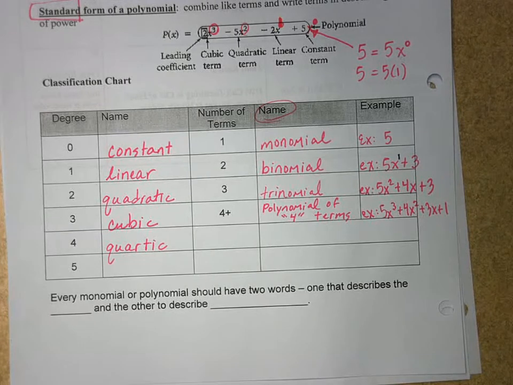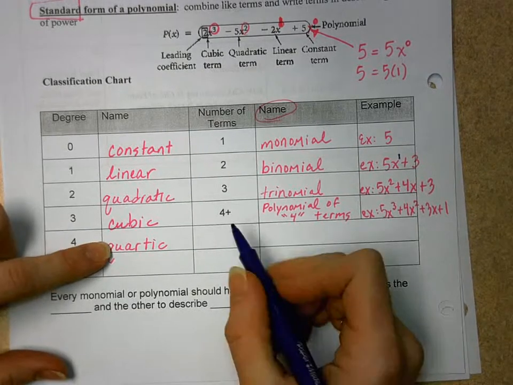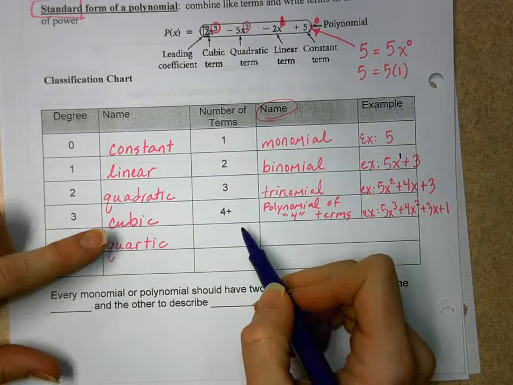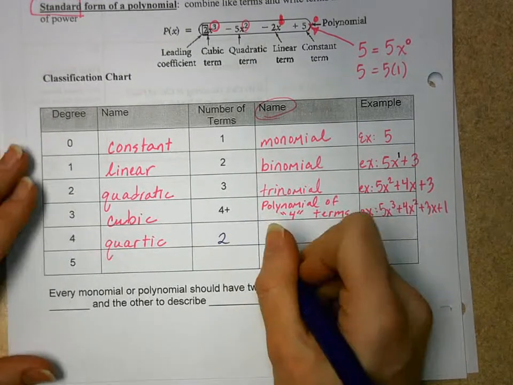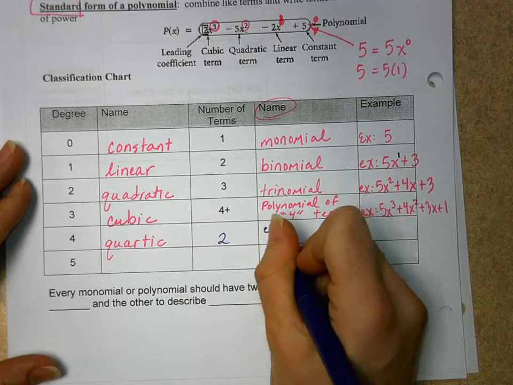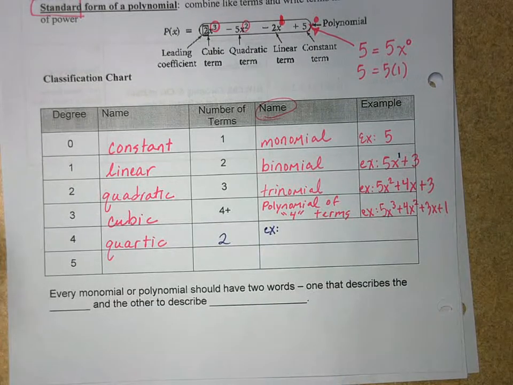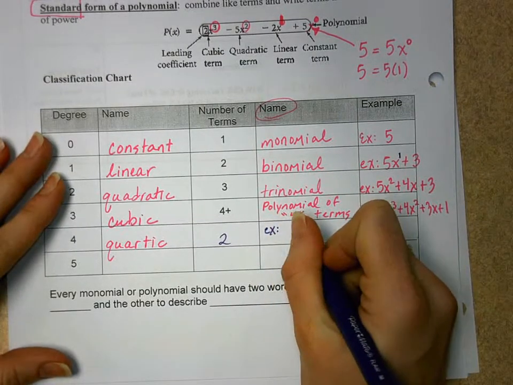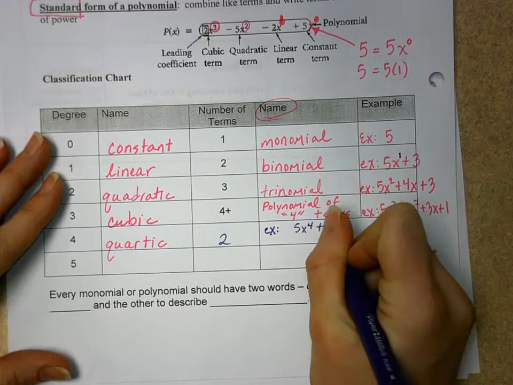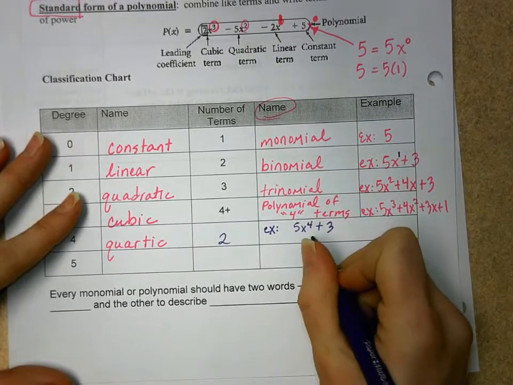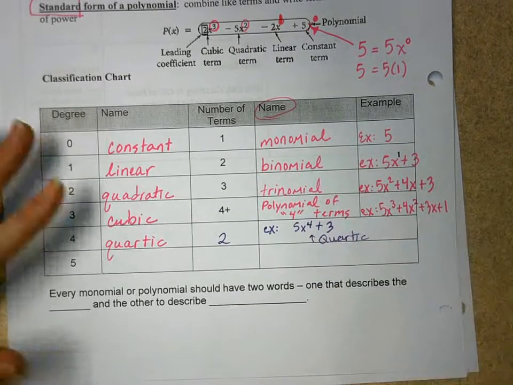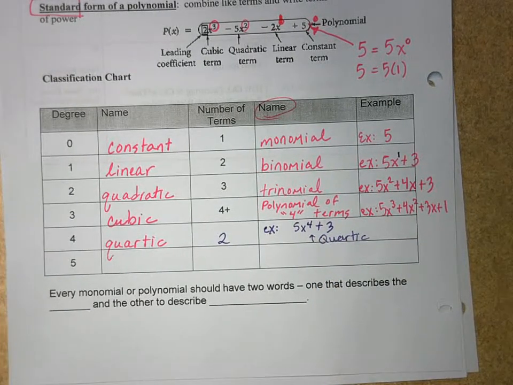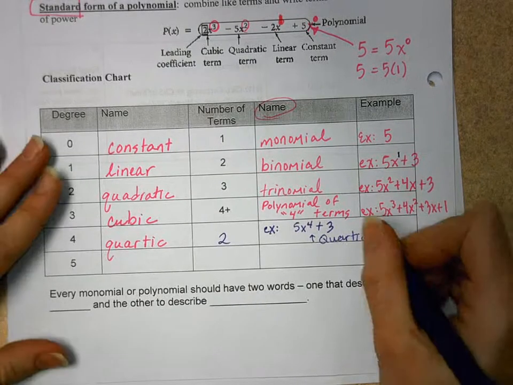So let's do an example. Let's do a quartic, and then let's choose a number 1 through 4. Let's say 2. Let's look at an example of what a quartic binomial would look like. If you have something like 5x to the 4th plus 3, this would be recognized as a quartic. What would be its last name? Binomial. Excellent.